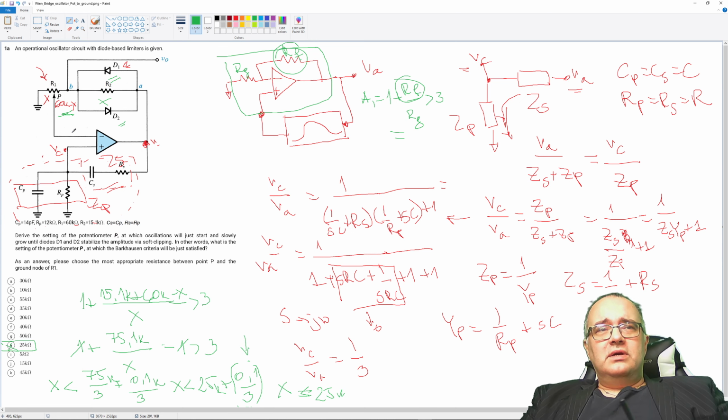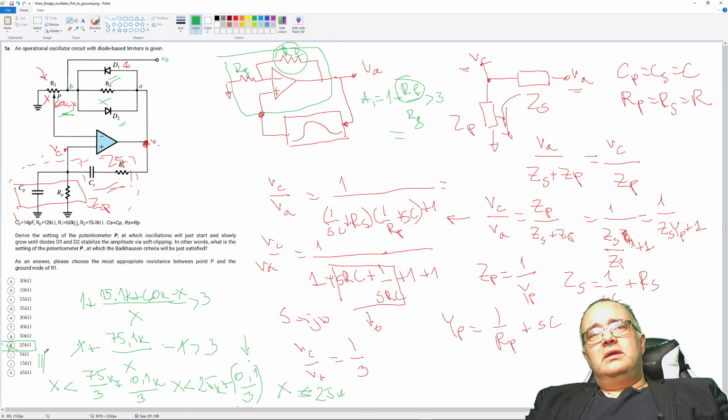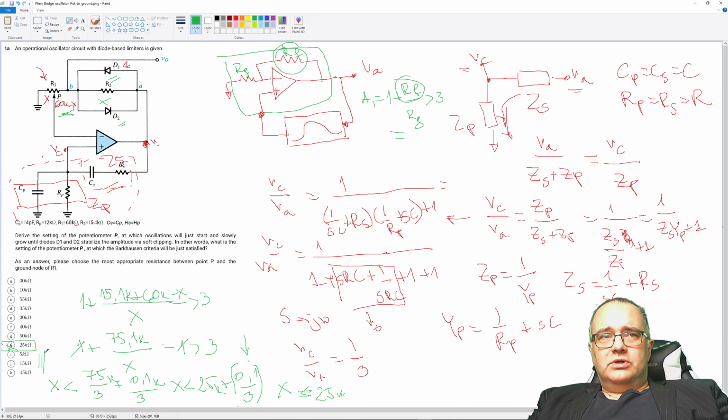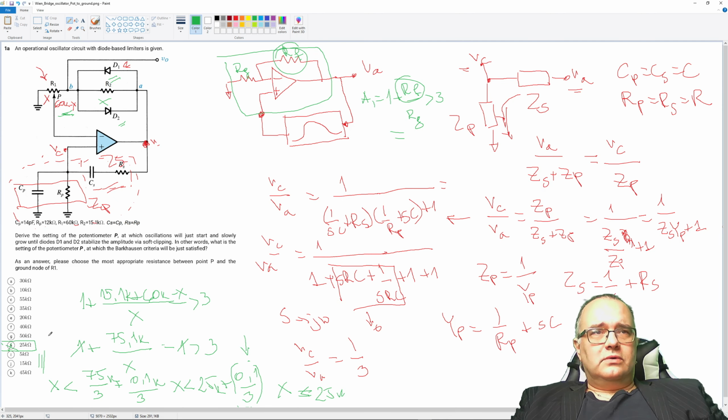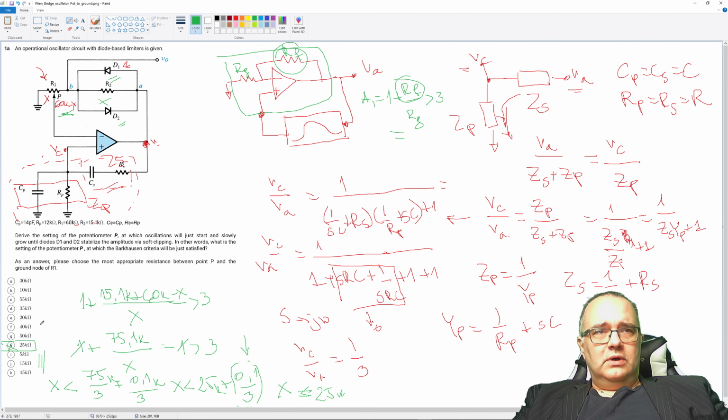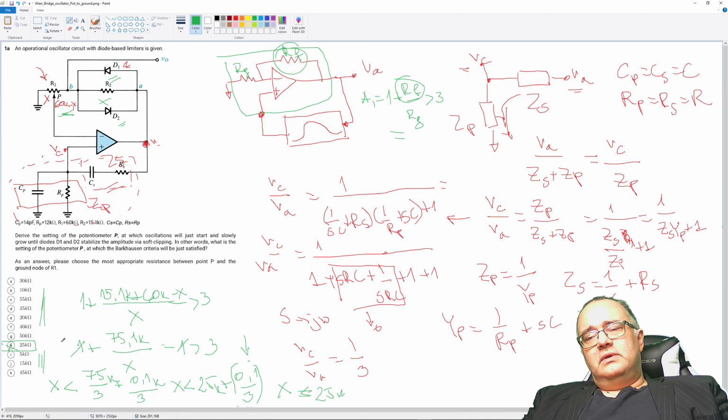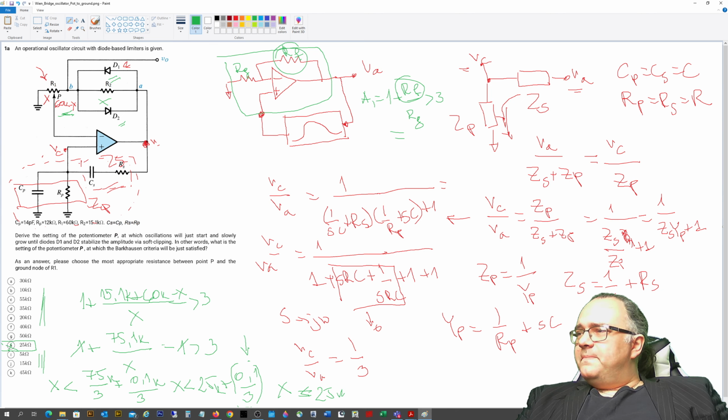So for the answers, if we choose too small a resistor, then the clipping will be much harder, because the forward gain when the diodes are turned off will be much bigger than the Barkhausen criteria. So this will lead to harmonic distortion. If we choose some of these answers, a bigger resistor, then the Barkhausen criteria of oscillations will not be satisfied. So this is the solution.